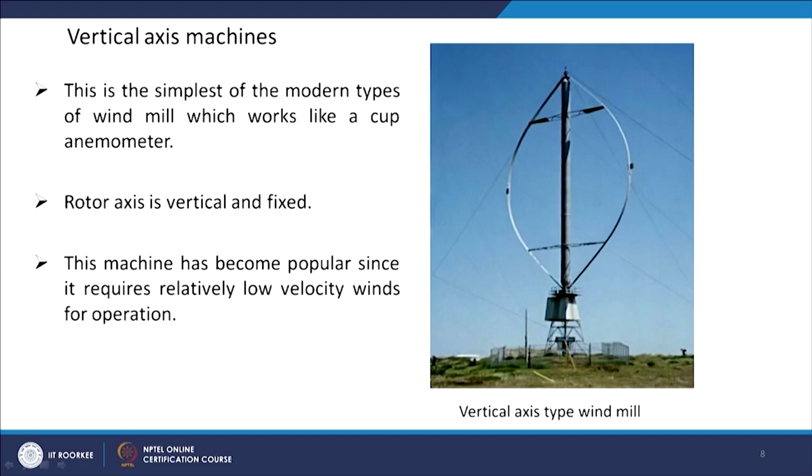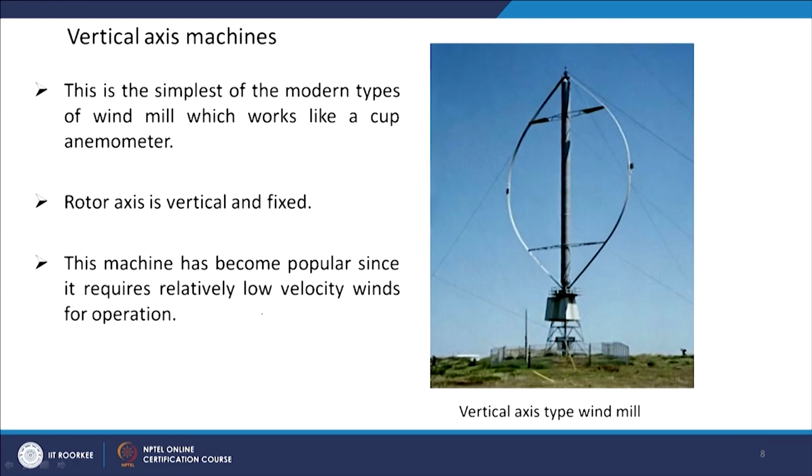Then we will see vertical axis machines. This is an example of a vertical axis machine. This is our vertical axis and these are our blades. This is the simplest of the modern types of windmill, which works like a cup anemometer. The rotor axis is vertical and fixed, and the machine has become popular since it requires relatively low air speed, or wind velocity.